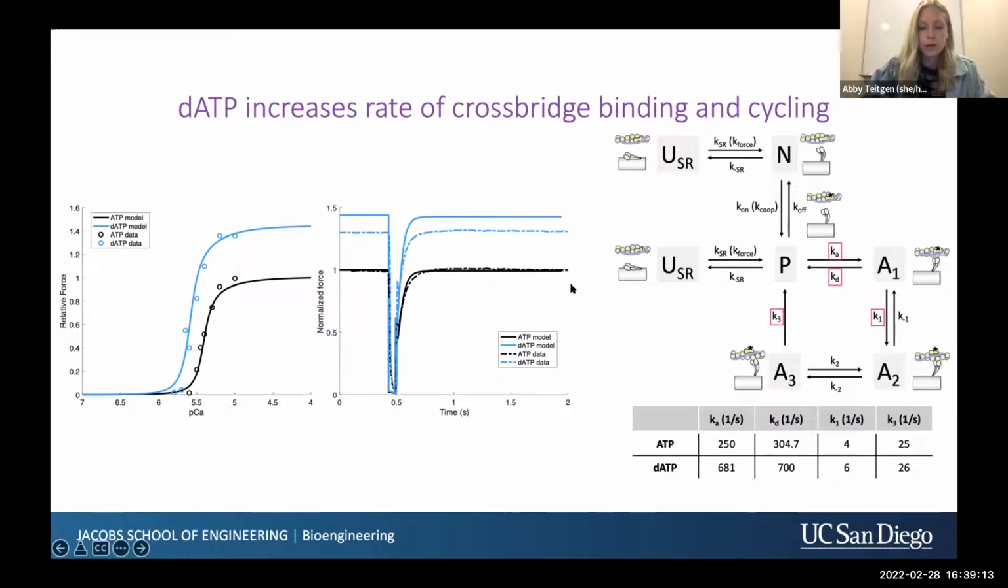And so using these same parameter adjustments, we were also able to reproduce slack-restretch data. And so in a slack-restretch protocol, you basically allow the muscle to contract isometrically at an initial length, and then you shorten it really quickly to break the attached cross bridges, and then you stretch it back out to the original length and let it redevelop force. And so the combination of these force-pCa and slack-restretch experiments tells us a lot about the underlying kinetics. And so we're basically able to reproduce both of these using our model for dATP by making these 4 parameter changes.